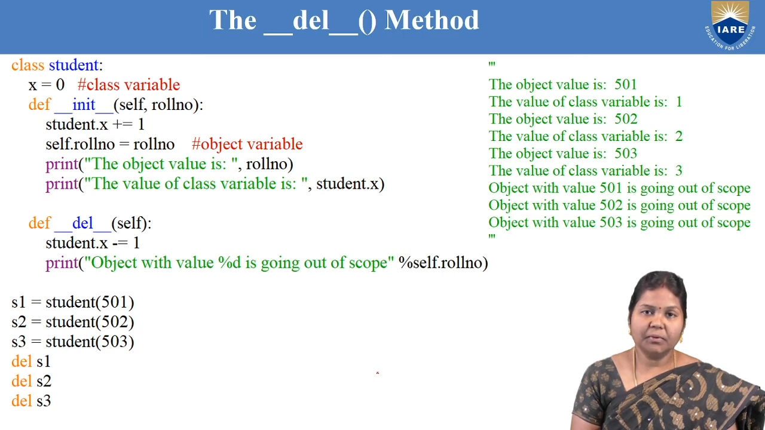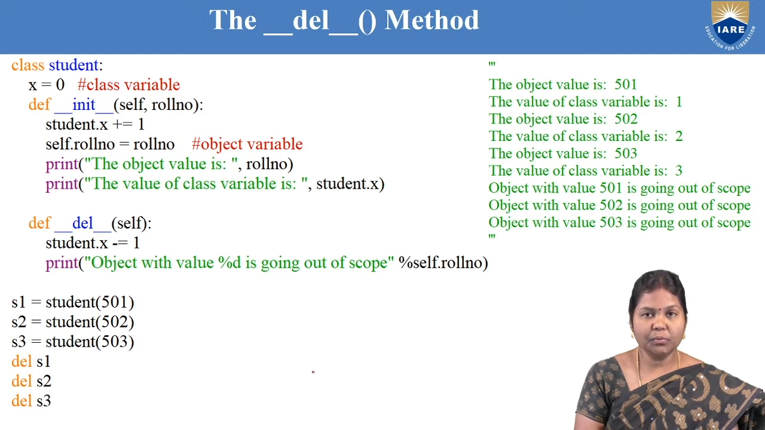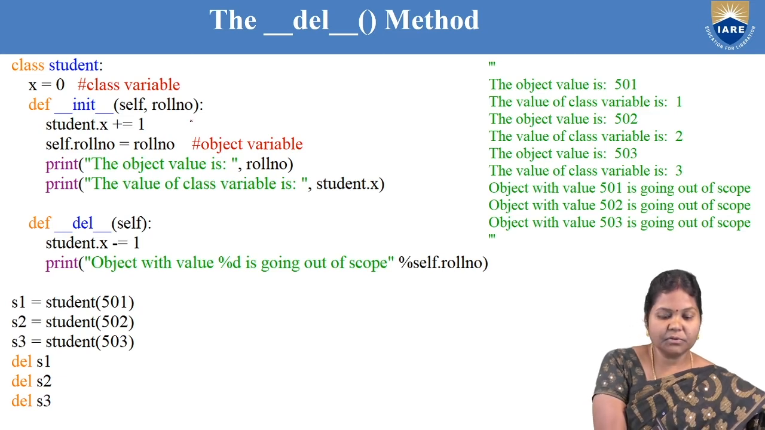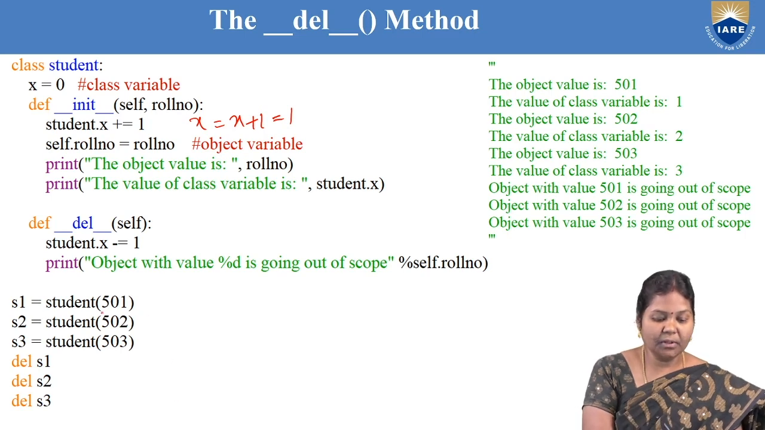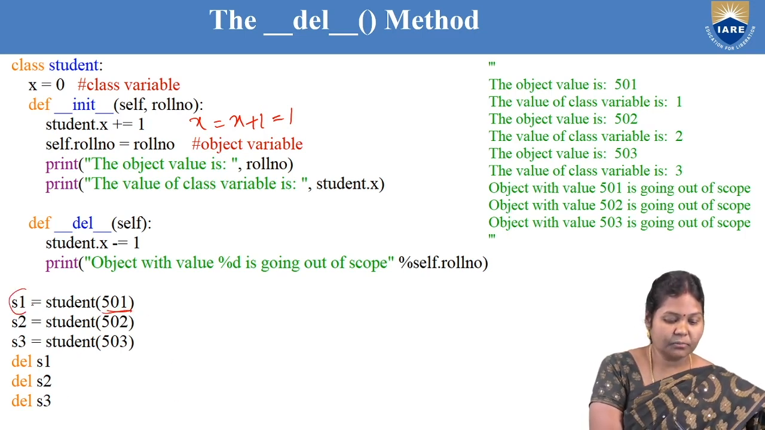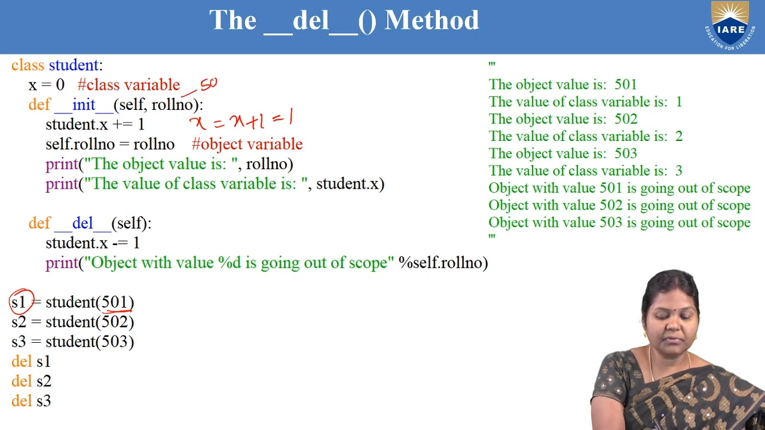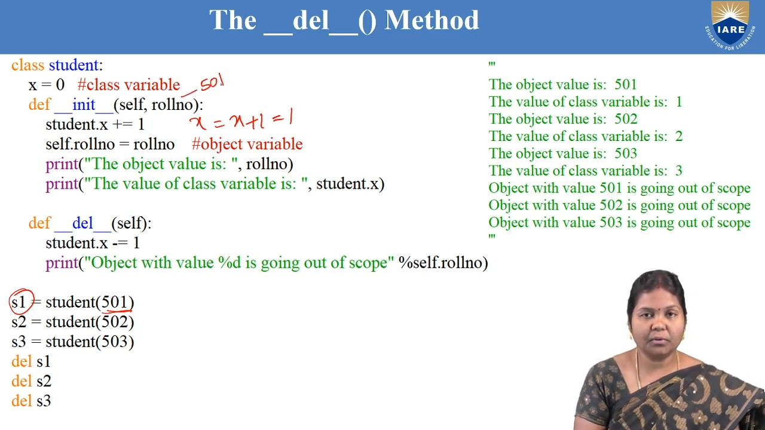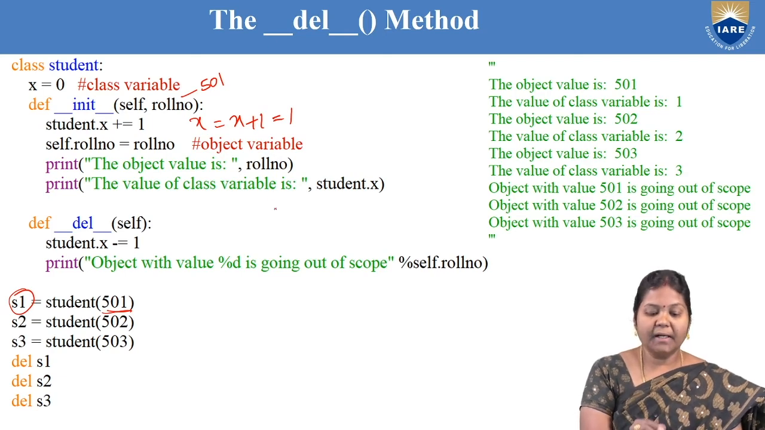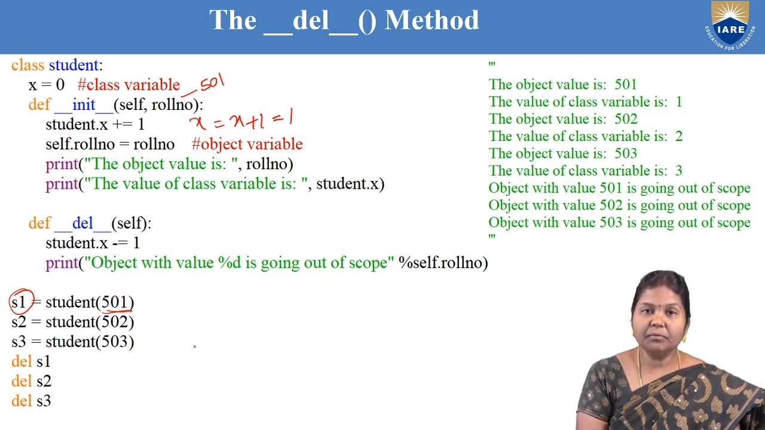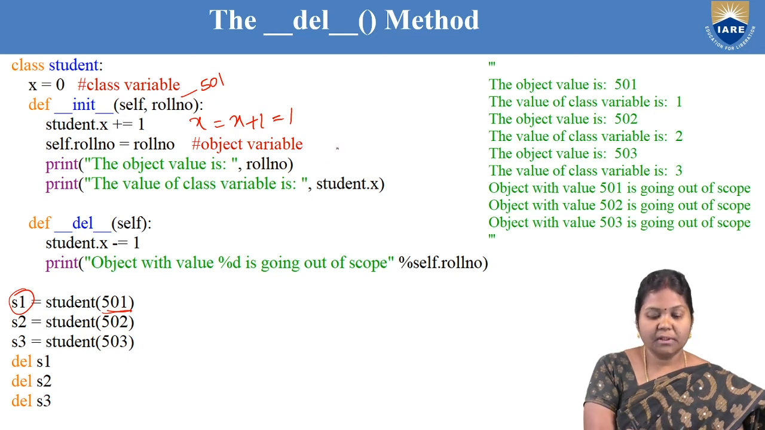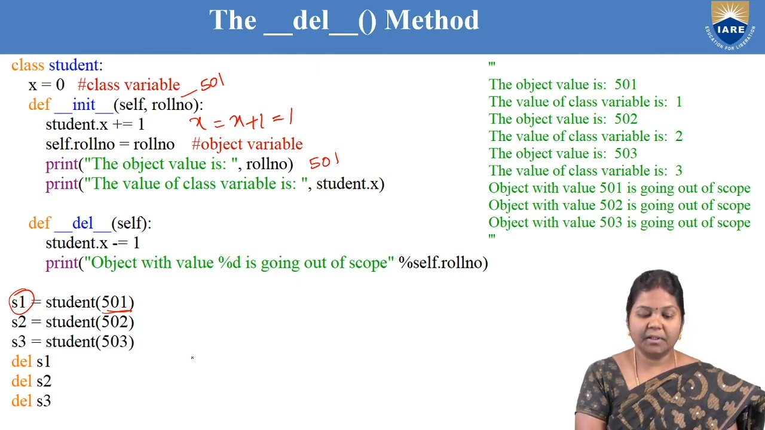Now, for example, Student is a class over here. Initially there is a class variable containing x equal to 0. In the constructor, we are incrementing the class variable, so x becomes x plus 1, and it becomes 1. Then we pass the roll number of the student while creating the object. When the S1 object is created, the roll number is 501. Now we print the object value and also the class value. So the object variable value is 501 and the value of the class variable is 1.